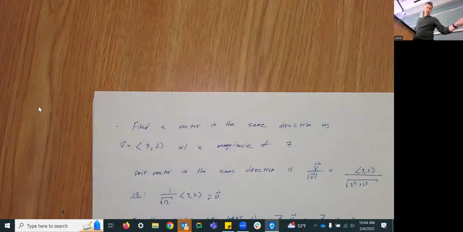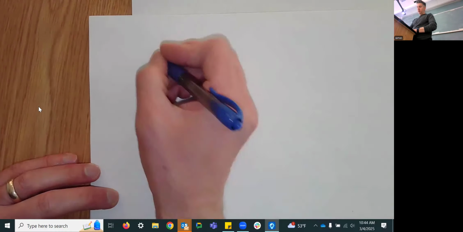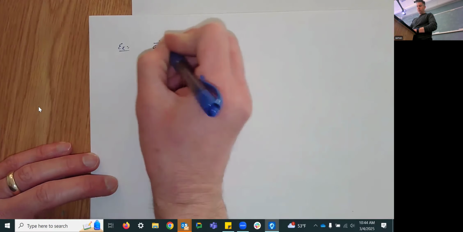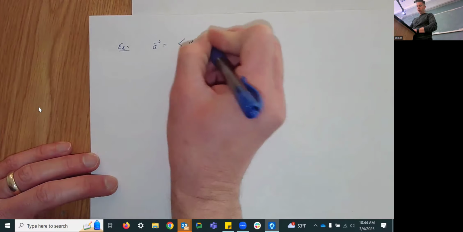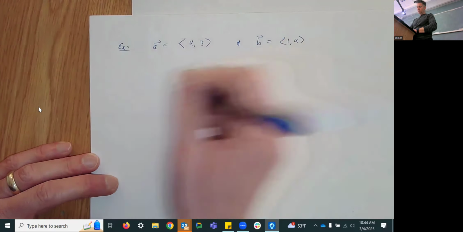Let's look at an example with some actual real numbers. So let's say we have the vector A equal to 4, 3, and B equal to 1, 4. Let's go ahead and draw it.